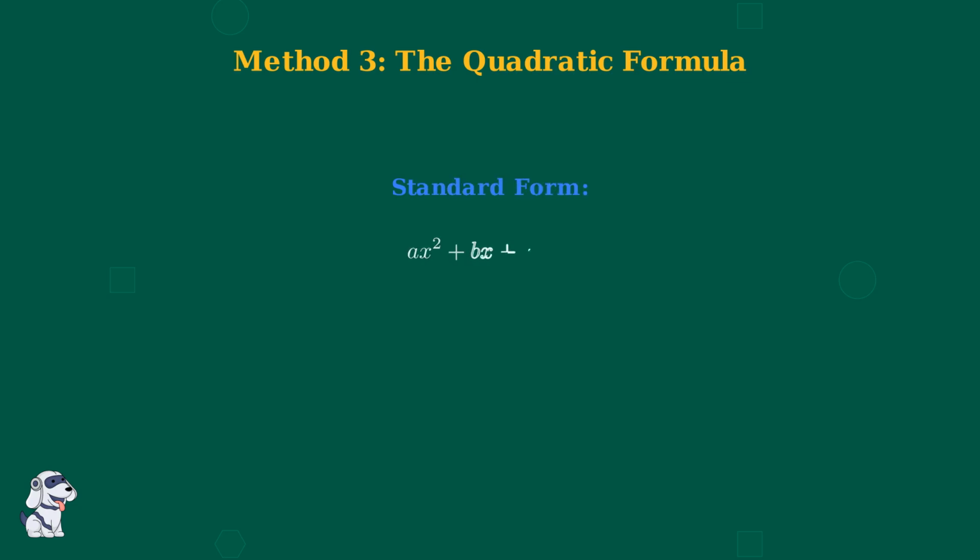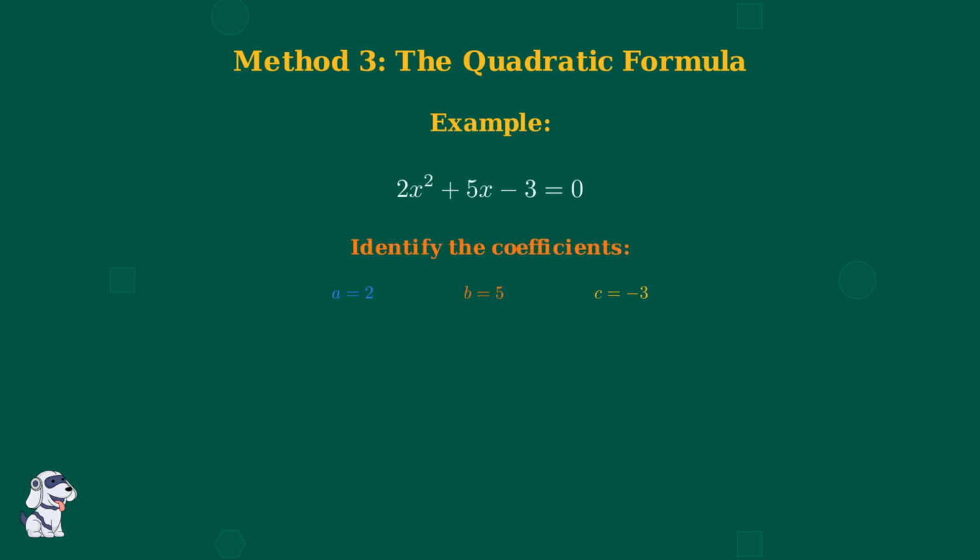Remember, the quadratic equation must be in standard form, ax squared plus bx plus c equals 0. Let's solve this example. 2x squared plus 5x minus 3 equals 0. First, we identify the coefficients. A equals 2, b equals 5, and c equals negative 3.